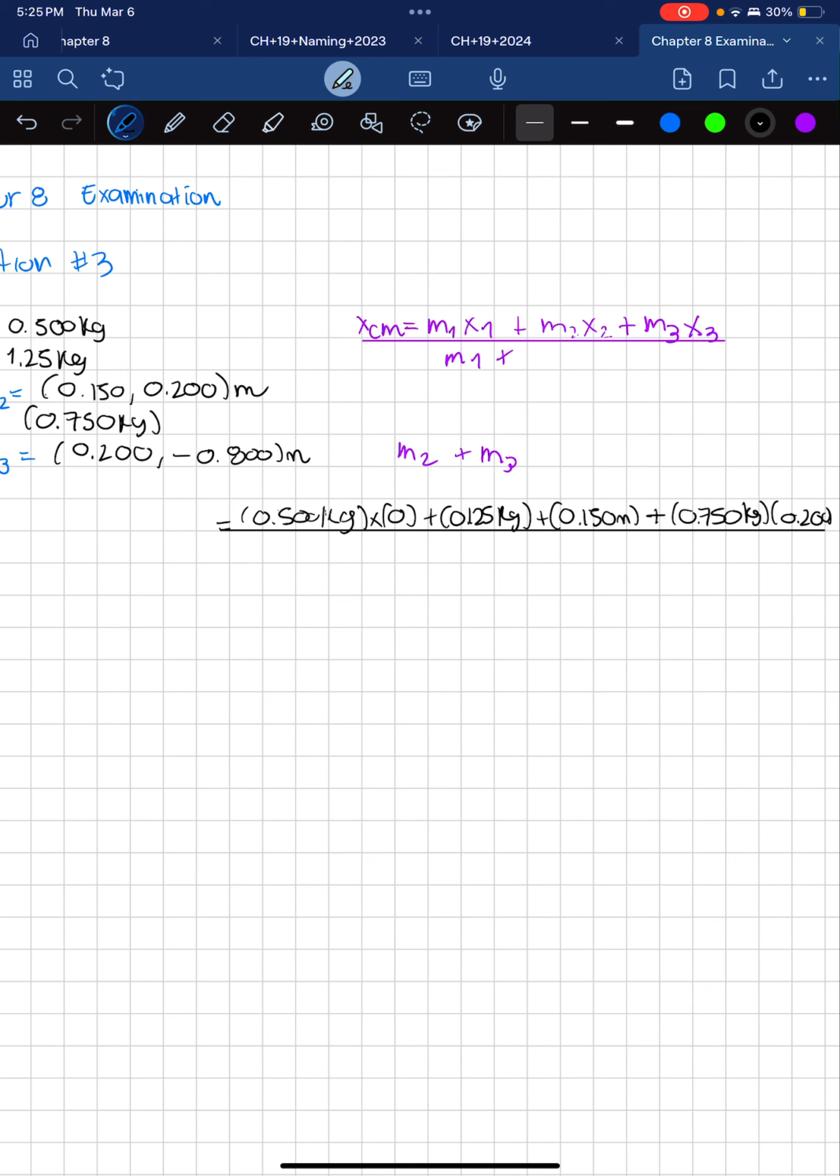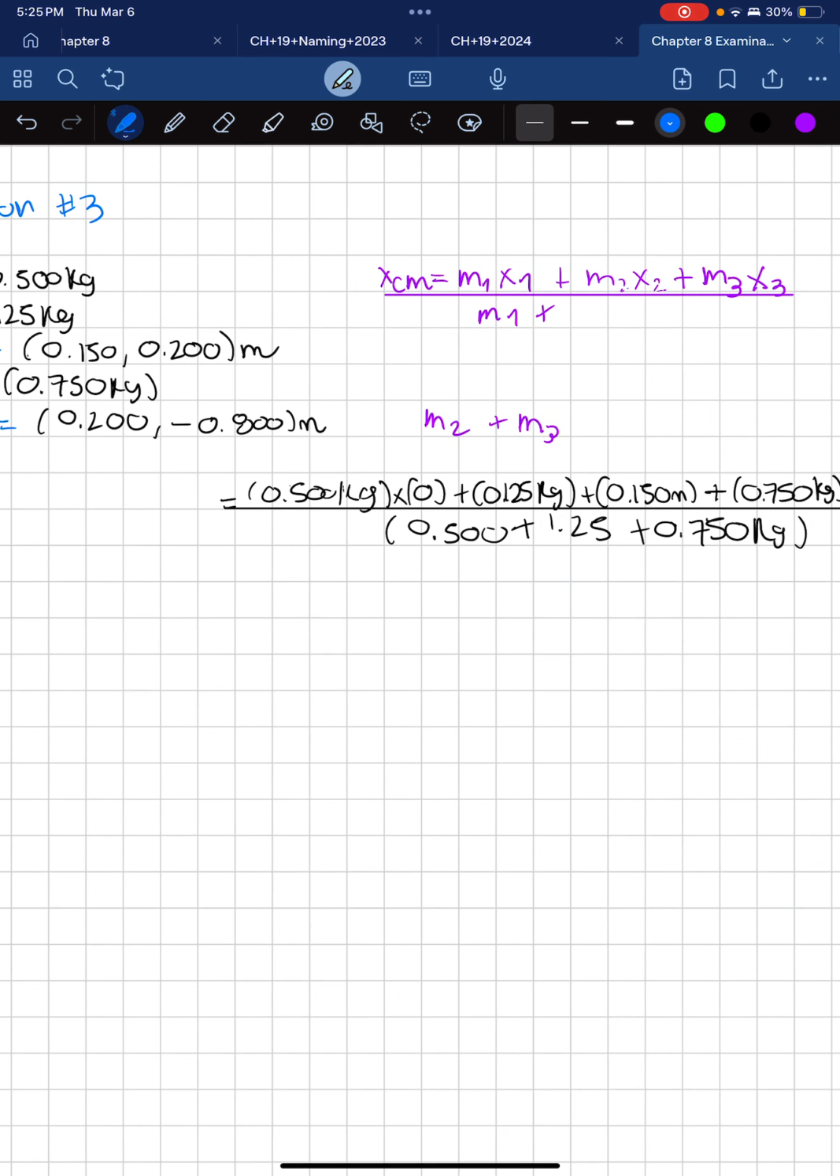Now let's go ahead and write the masses over. It's gonna be 0.5 plus 1.25 plus 0.75 kilograms. Okay, so I'm just gonna put all these numbers in the calculator, and when we do that, we get that the center of the mass for this system is gonna be 0.135 meters. Okay, that's gonna be it for part A.